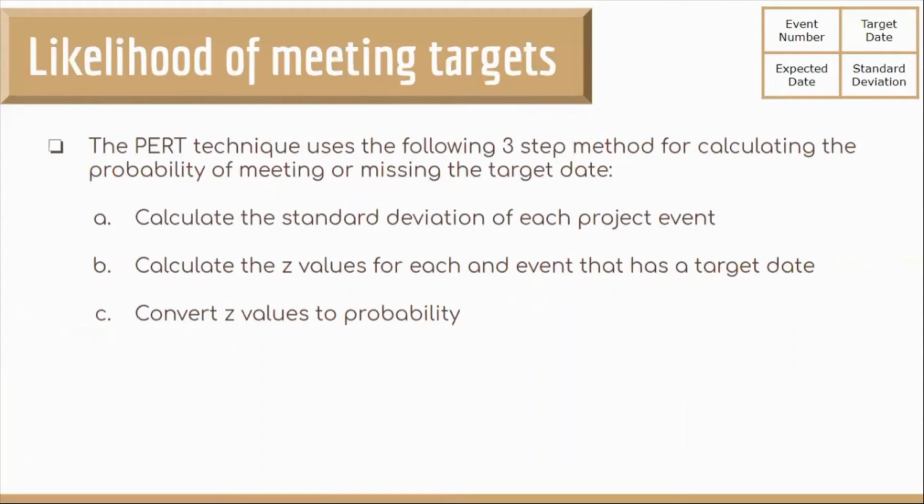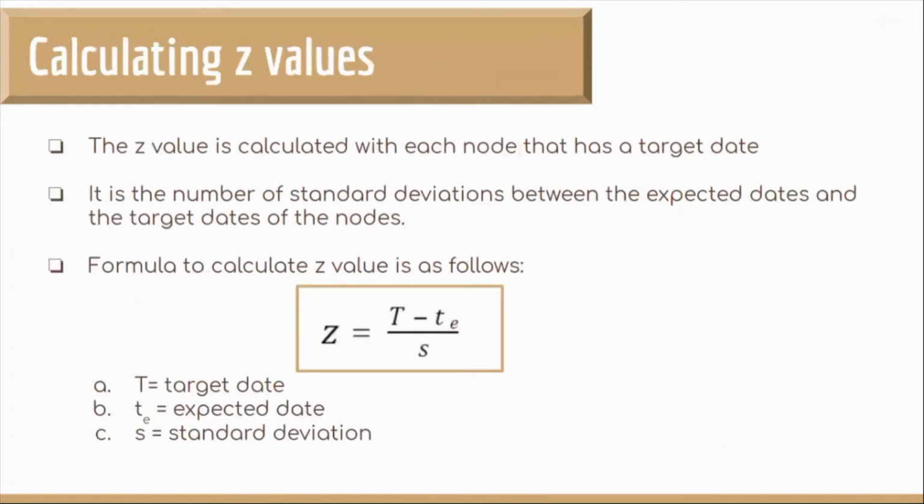So first up, we calculate the standard deviation for every event, which is what we did 2-3 slides before. Then we calculate something called Z values. These can be calculated only if the target date is set. So that means we are calculating it only for event number 4, 5, and 6. After finding the Z value, we convert it to probability.